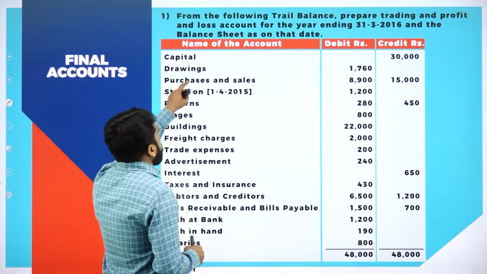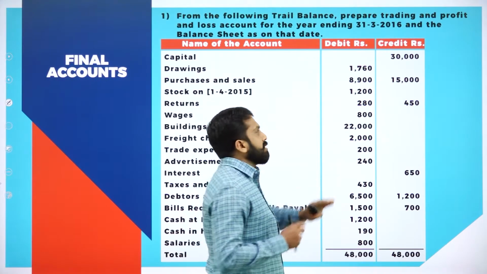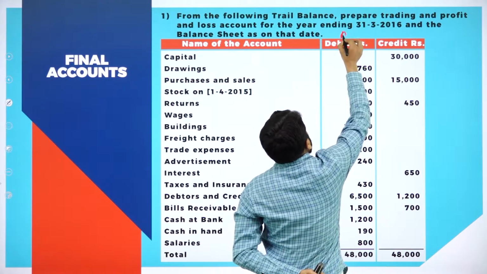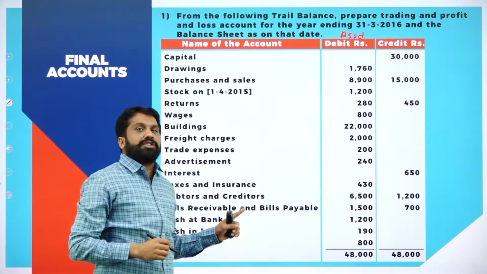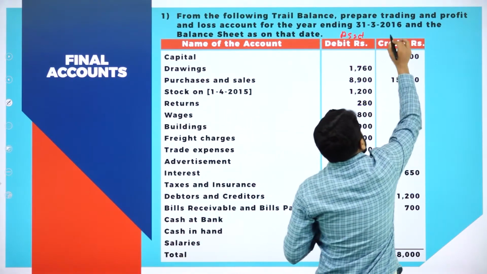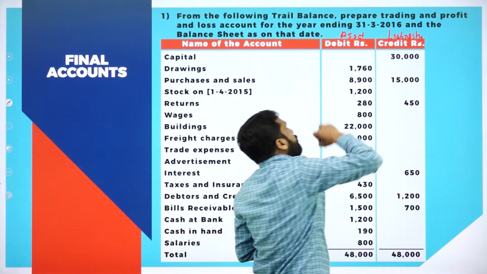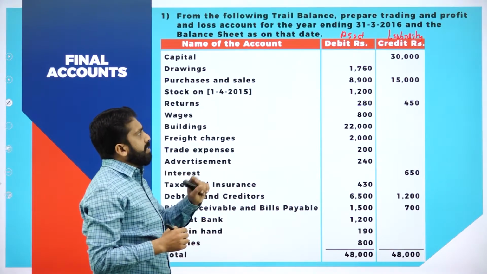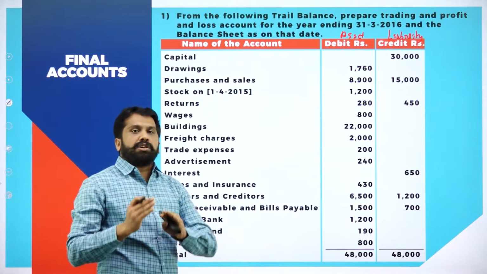Now, you have capital. As I told you, if it is debit side, it should be the asset side of your balance sheet. If it is credit side, it should be liability. Remember this. If the amount is in debit side, it belongs to assets. If the amounts are in credit side, it belongs to liability. Your balance sheet is over.